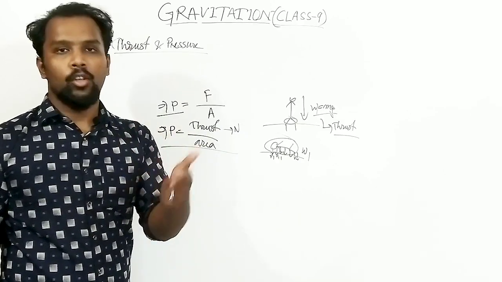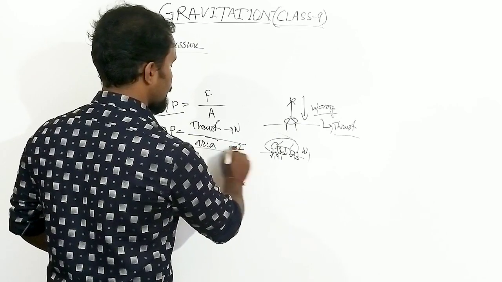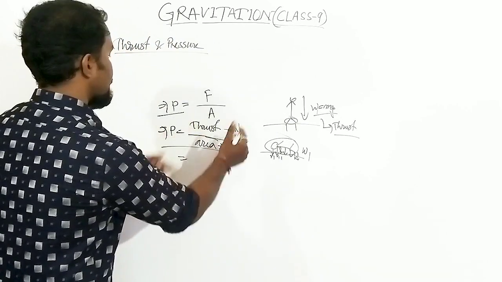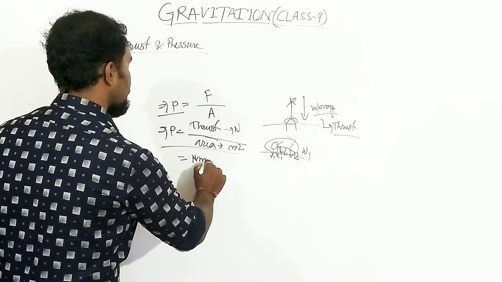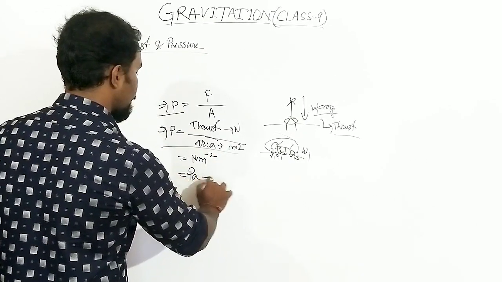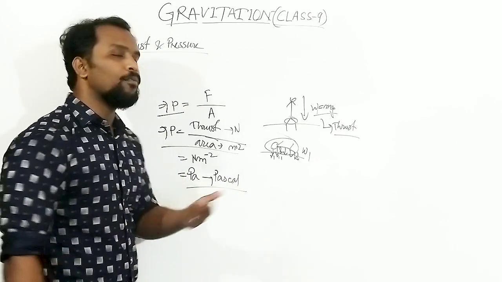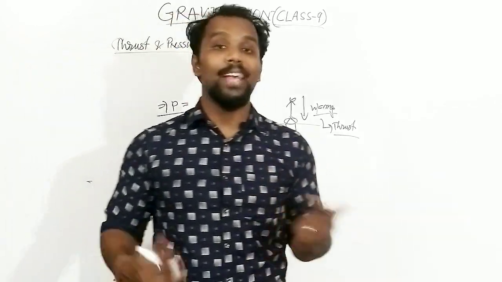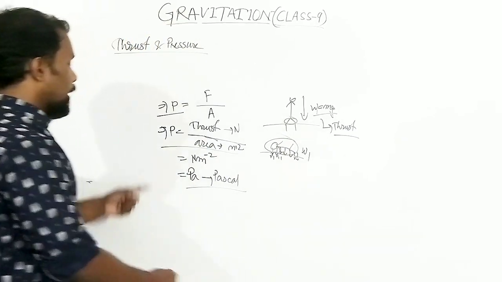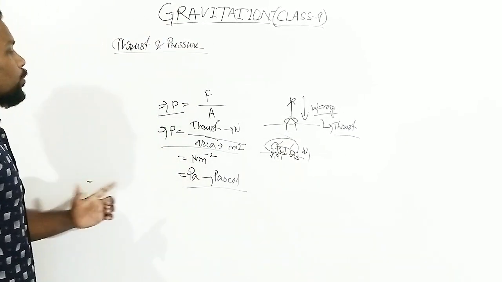The SI unit of length is meter, so area will be meter square. As a whole, the unit of pressure is going to be Newton per meter square, and it is known as Pa, Pa for Pascal. Pascal came from the name of the scientist Blaise Pascal, so that unit was given after his name. This is the main concept about thrust and pressure.